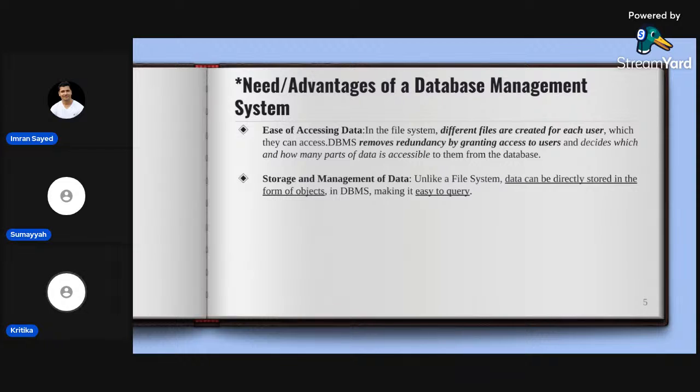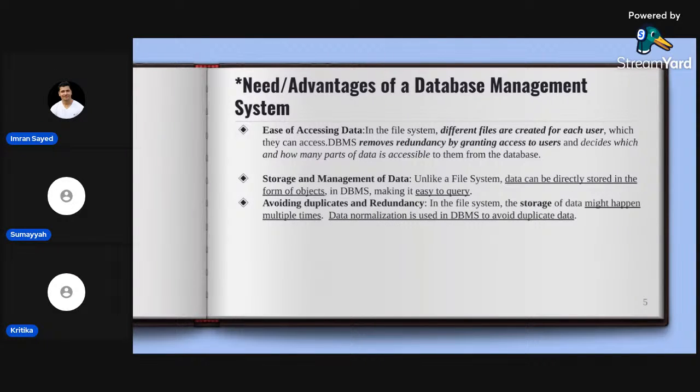Storage and management of data. Data can be directly stored in the form of objects, making it easy to query. Right now you're reading for your understanding, so that you can recall. It's okay if you repeat, but try to get as much as you can, grasp as much as you can.